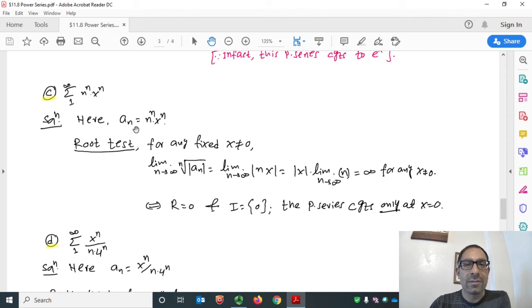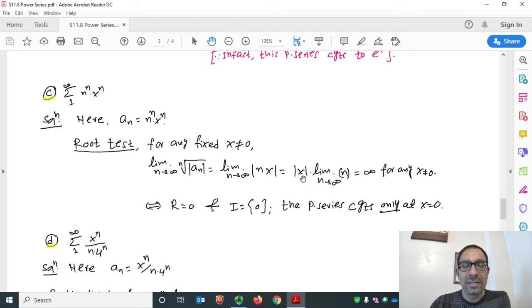Begin the solutions. Here a_n equals n to the power n times x to the power n. So our terms involve the power n, so let's use the root test. The root test says the limit as n goes to infinity of the nth root of the absolute value of a_n equals the limit as n goes to infinity of... Then the nth root and nth power cancel, so we only have nx.